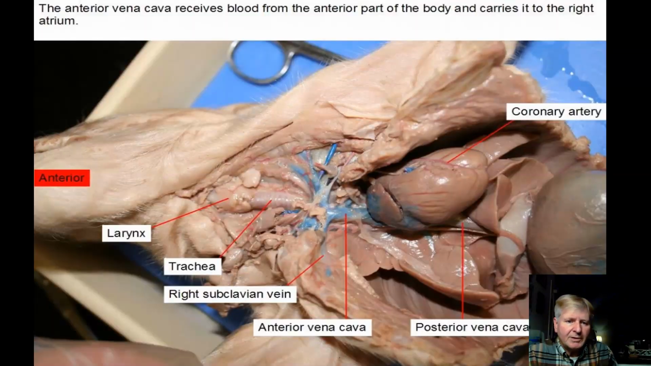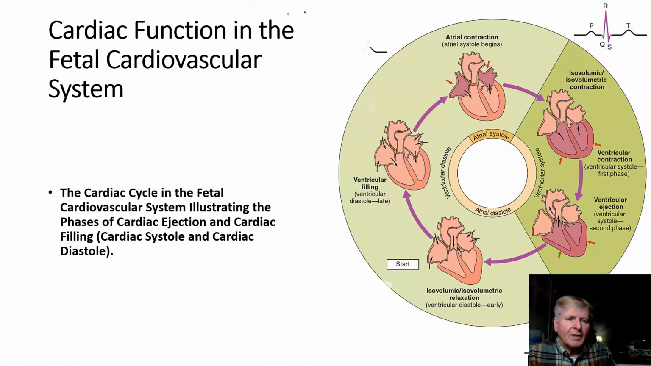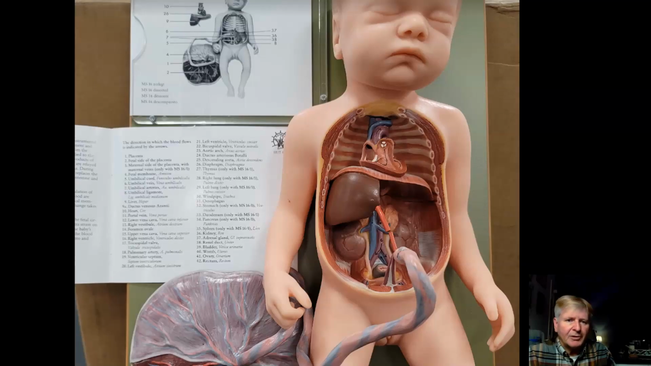And here's a cadaver view showing you the heart in the fetus. This is the larynx up here, trachea, right subclavian vein, anterior vena cava, posterior vena cava. And here's the cardiac cycle that occurs in the fetal heart. And here again is the model of the fetal heart anatomy.